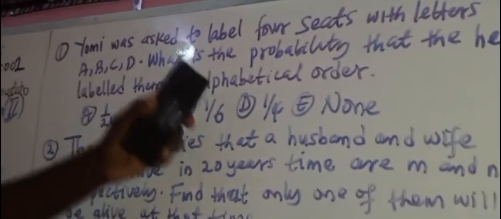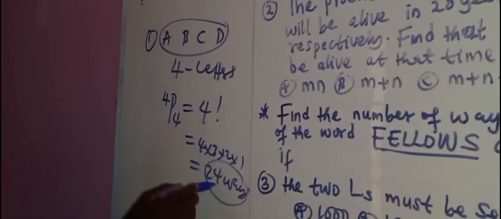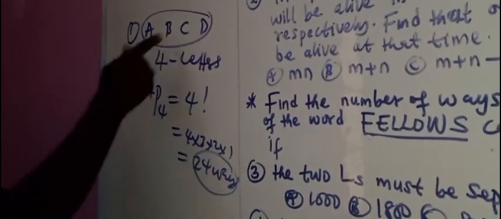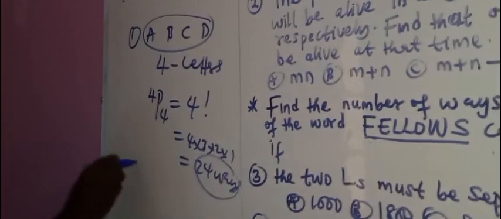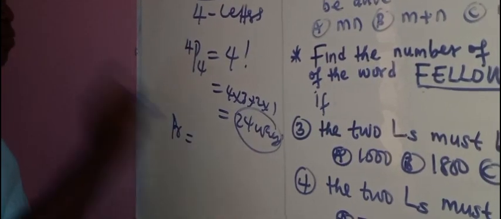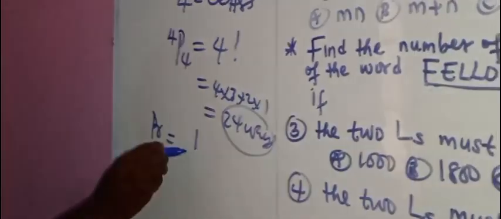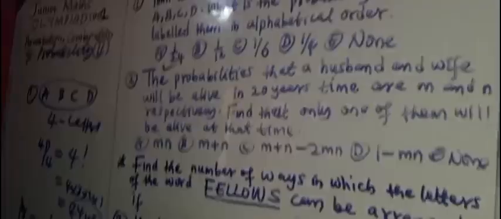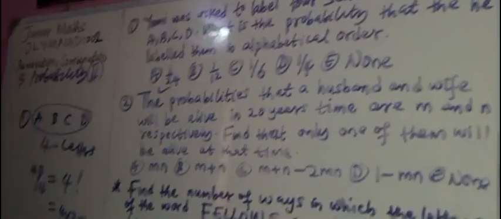Now, out of these 24 ways, they said, what is the probability that he labeled them in alphabetical order? You can only have one alphabetical order out of these 24 orders. Okay? Out of these 24 ways, you can only have one way that is alphabetical. So, probability is expected event, which is one order, over total sample space, which is 24. So the answer is this. Simple. 1 over 24. Hope you get that.